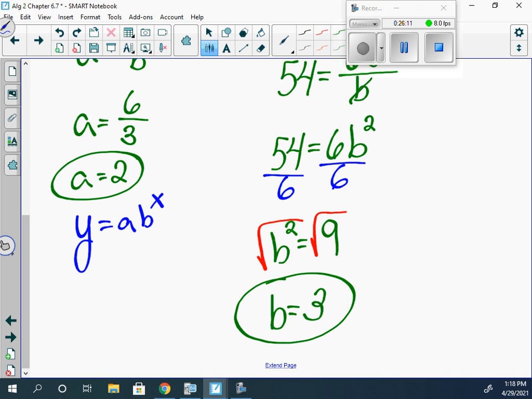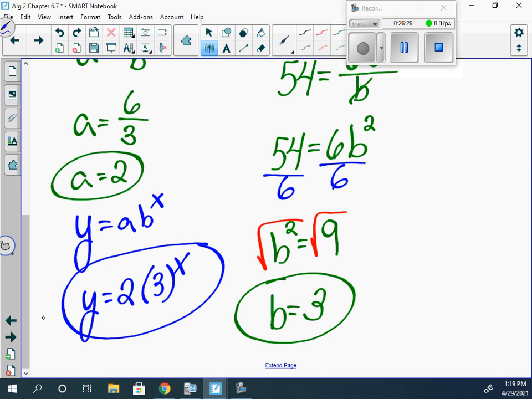And our general equation was y equals a times b to the x. We're trying to find the equation that goes through these 2 points. So y is equal to, well, a is 2, b is 3, and it's to the x. So the general exponential equation for this can be written in the form of 2 times 3 to the x.